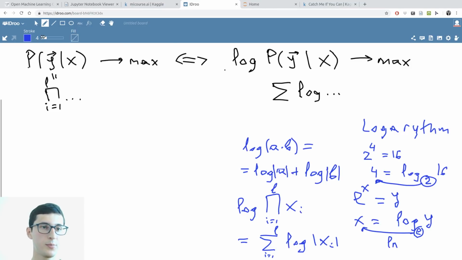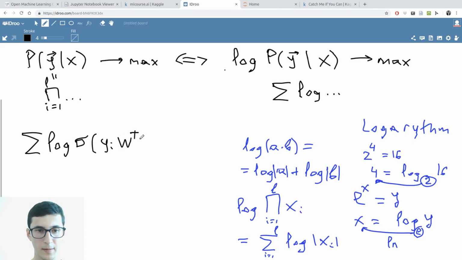Okay, and so our optimization problem will be maximizing the sum of logarithms of this expression that we already derived. We've seen that it's a probability of having label yi given vector xi. This is going to be this sigmoid of this expression. And this is a big sum from 1 to L. And so we are maximizing this expression.